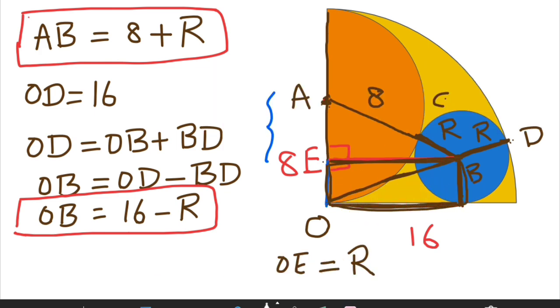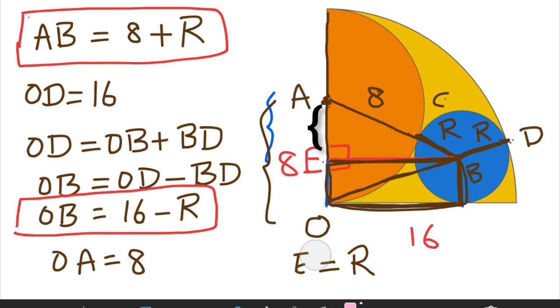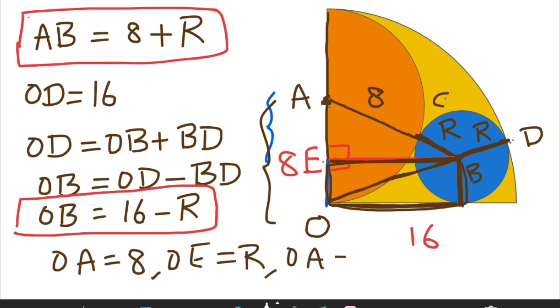And we know that OA length is 8 units. OE length is R units. From that we are going to find AE length. OA, we can write this as OE plus AE, right?